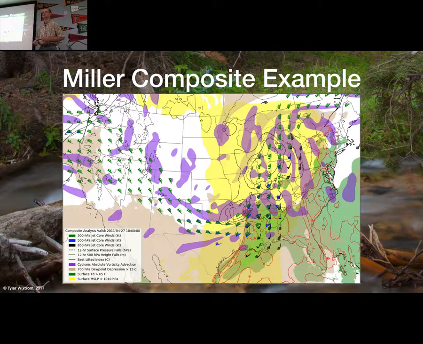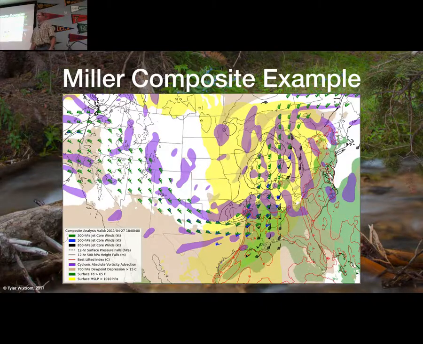Miller composite. And what is the Miller composite? The Miller composite is basically an idea of a way of analyzing a severe weather case where you take and plot a whole bunch of data on the same map. And then as the joke kind of goes, wherever it's too dark to see the map, that's where your outbreak is.